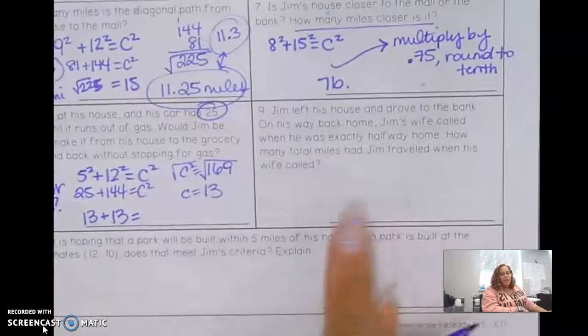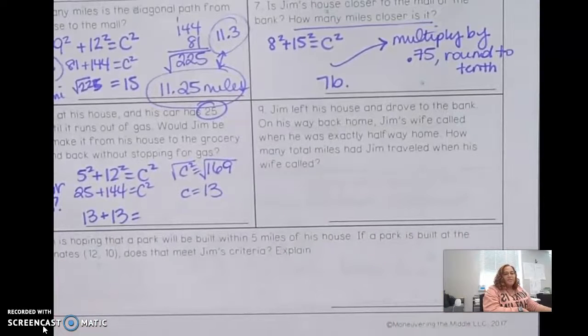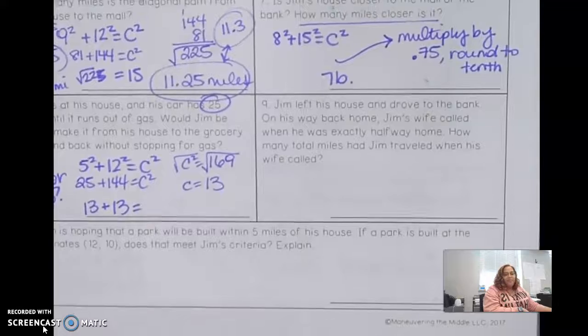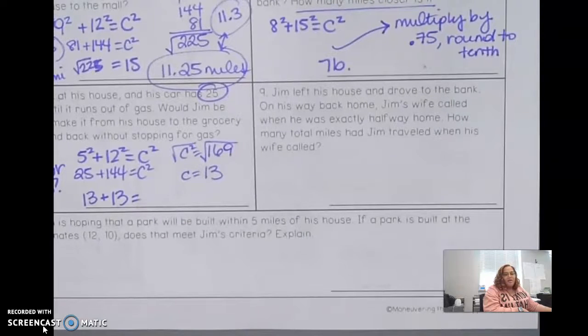You tell me. Jim left his house and drove to the bank. On his way back home, Jim's wife called when he was exactly halfway home. How many total miles had Jim traveled when his wife called?